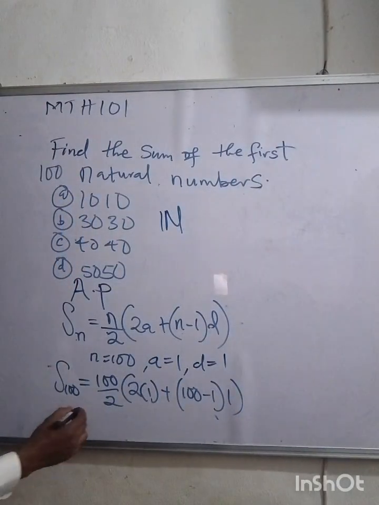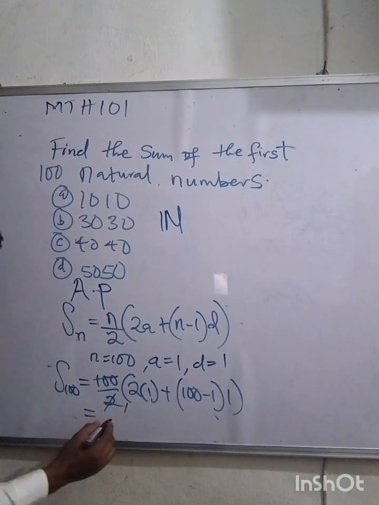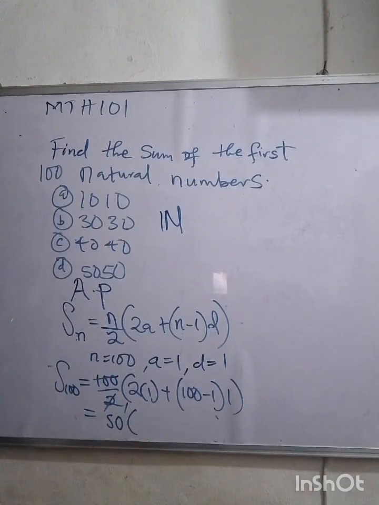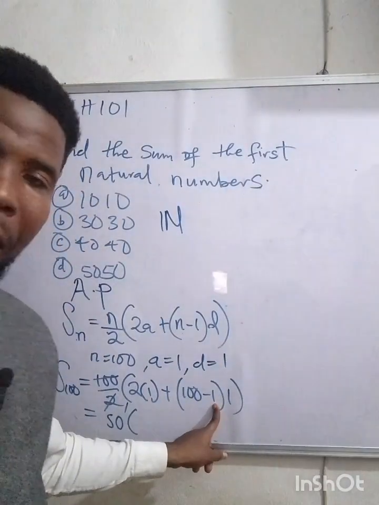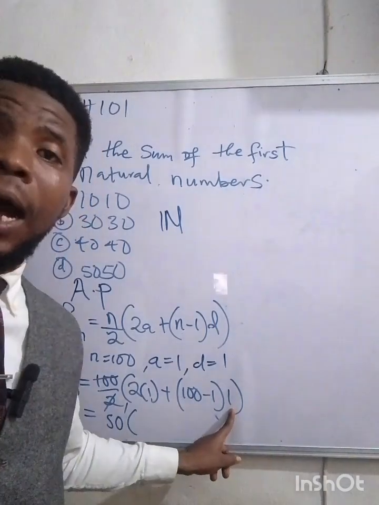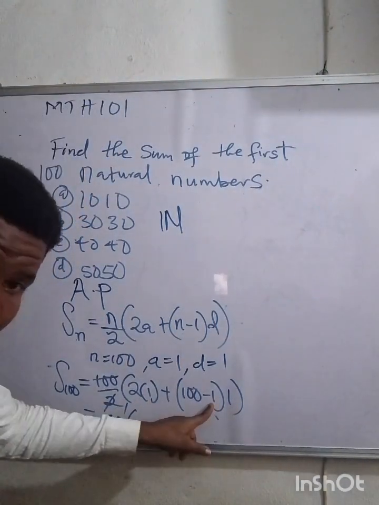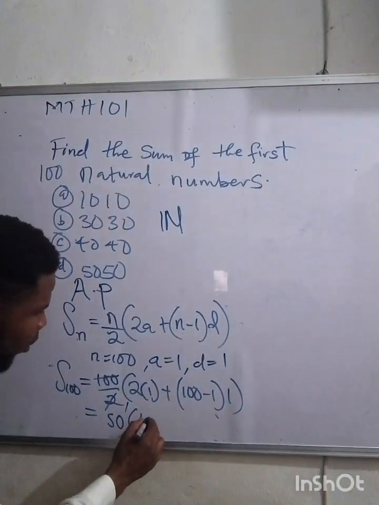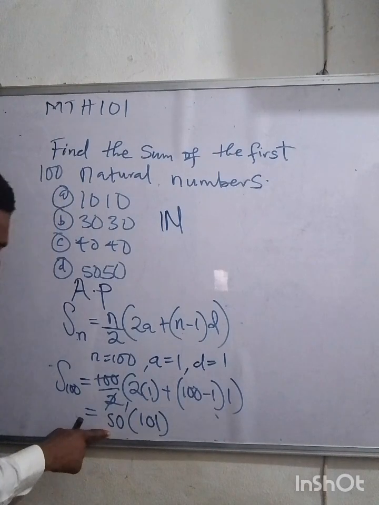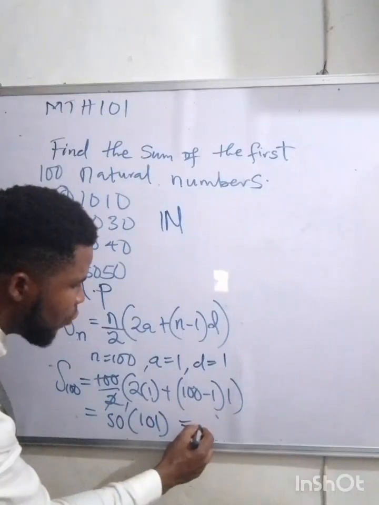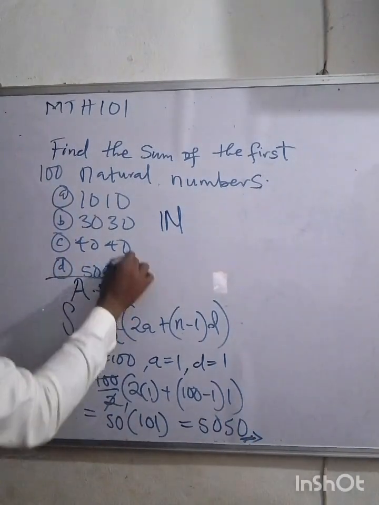Alright? So let's do that now. So what do we have? 2 into 100 is 50. Is that okay? So 2 times 1 is 2. Now, look at this. 100 minus 1 is what? 99. 99 times 1. That's 99, right? So remember, we have 2 here, 2 times 1 is 2. So 2 plus 99, that's what? 101. 2 plus 99, that's 101. Alright, so multiply 50 times 101, that will give you what? 5050. Is that okay? So this is our correct option, okay?